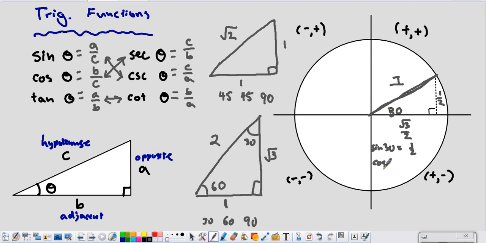The cosine of 30 is radical 3 over 2. And the reason for that is because, remember, the cosine was what? It's the adjacent over the hypotenuse. So radical 3 over 2 over 1 equals radical 3 over 2. Nothing changes. And the tangent equals 1 over radical 3.